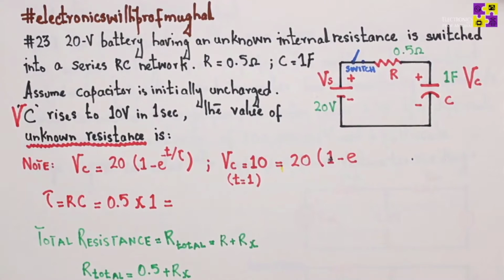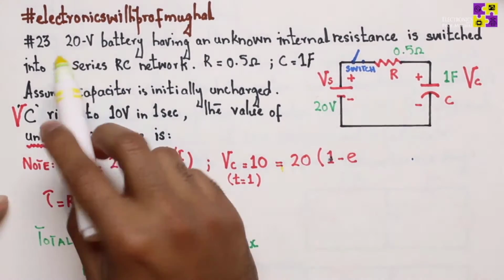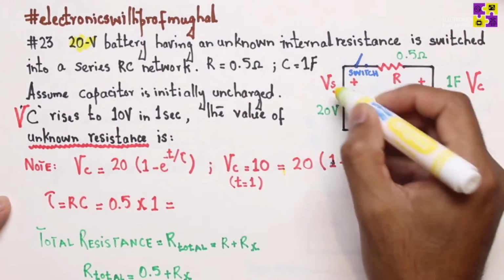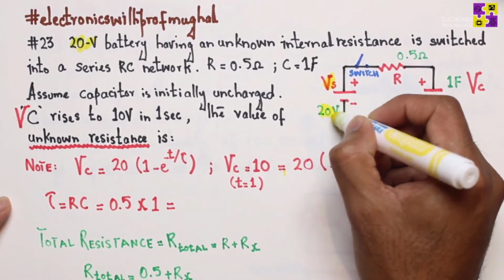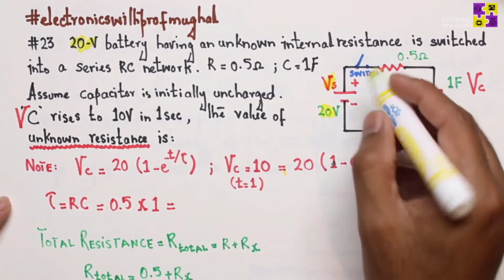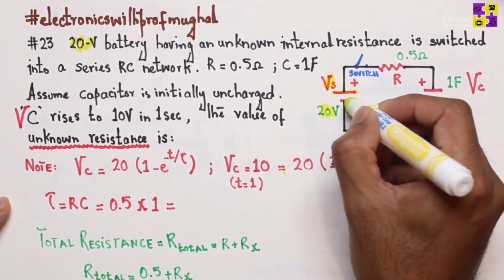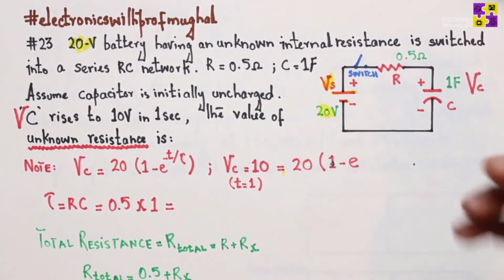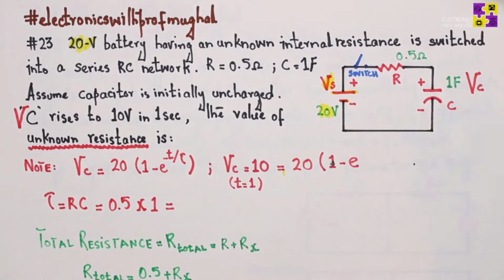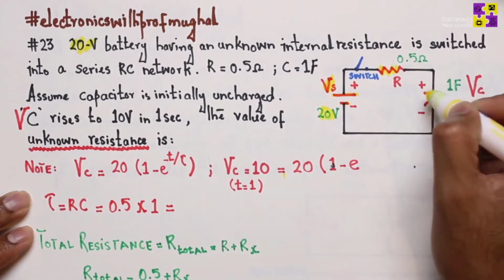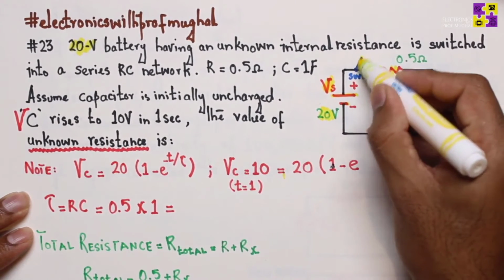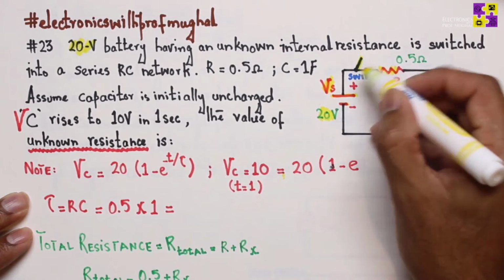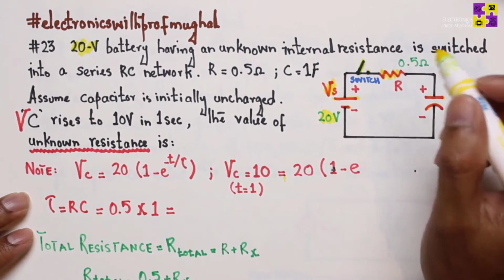Okay, another interesting one. A 20 volt battery, labeled as VS, having an unknown internal resistance. So this battery has an unknown internal resistance, just like any other battery. It's switched into a series RC network. So we have a resistor, a capacitor, and here is a switch. Just think it's open right now.